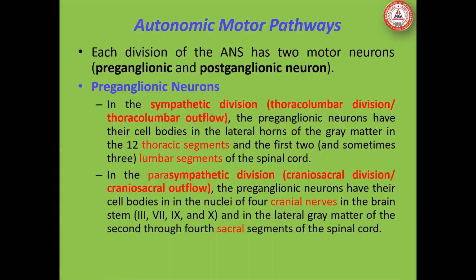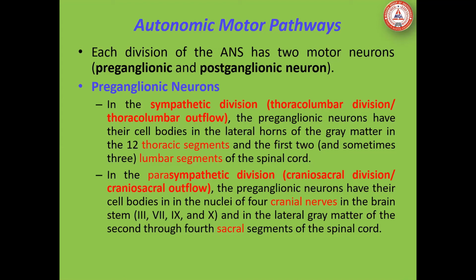Now, what are autonomic motor pathways? Each division in the autonomic pathway has two motor neurons. One is the preganglionic neuron and the other is the postganglionic neuron. In the sympathetic division, that is the thoracolumbar division or thoracolumbar outflow, the preganglionic neurons have their cell bodies in the lateral horn of the gray matter in the 12 thoracic segments and first two lumbar segments of the spinal cord.